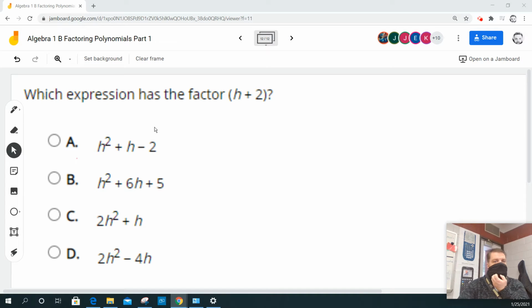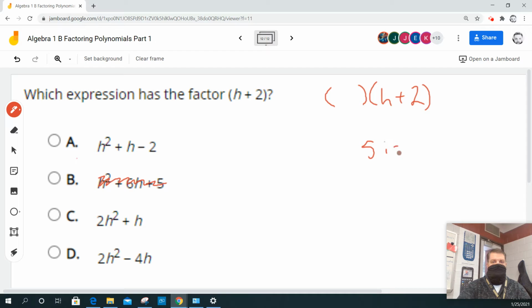So it says, which expression has a factor of h plus 2? So we're dealing with quadratics, but basically they're looking for something times h plus 2 has to equal something else. So right off the bat, I noticed that it can't be b. And the reason it can't be b is 5 is a prime number.